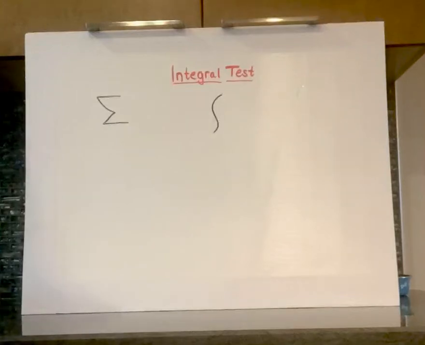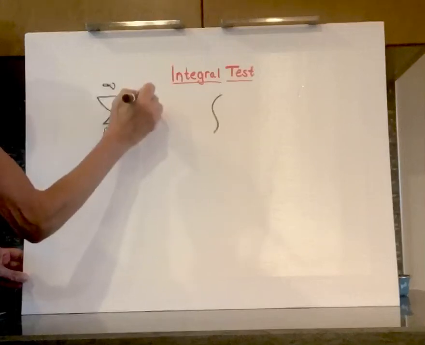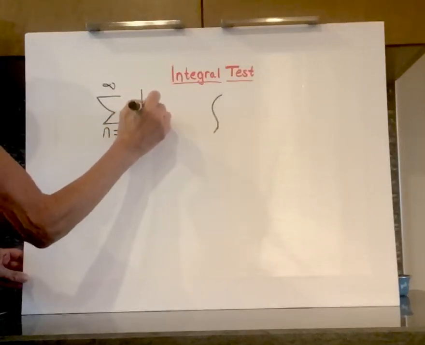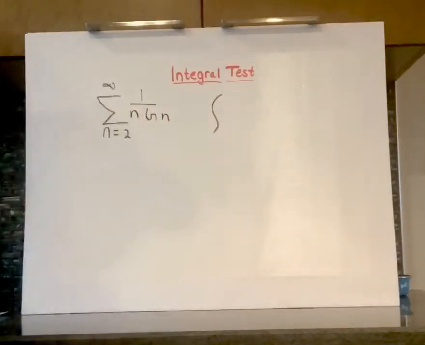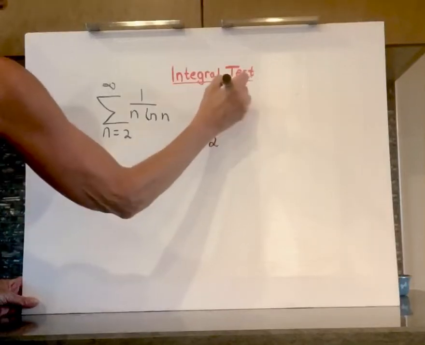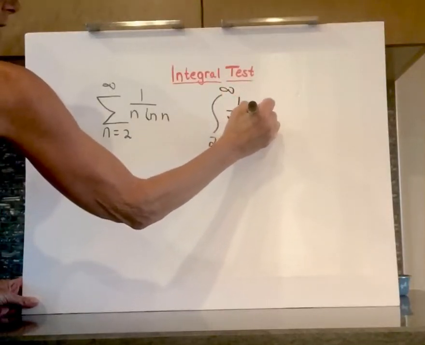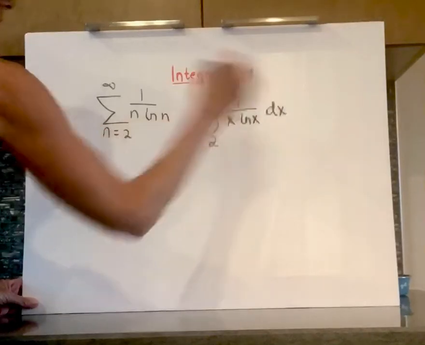That's all it is. The only example that I've ever come across where you have to use the integral test because nothing else works looks like this: n is equal to 2 to infinity, 1 over n natural log of n. None of the other tests that you know work. So the only way to do this is to integrate from 2 to infinity, 1 over, I'm just going to make it x, natural log of x dx.